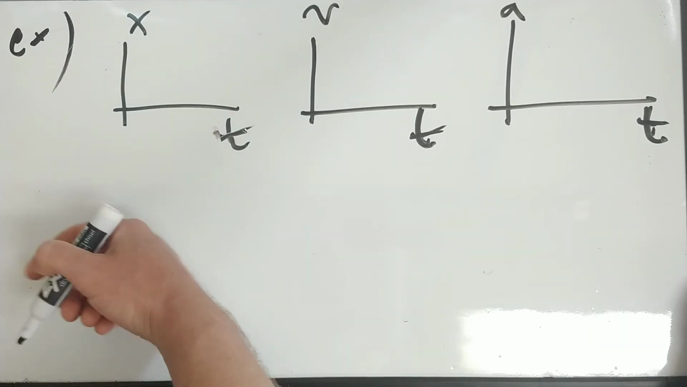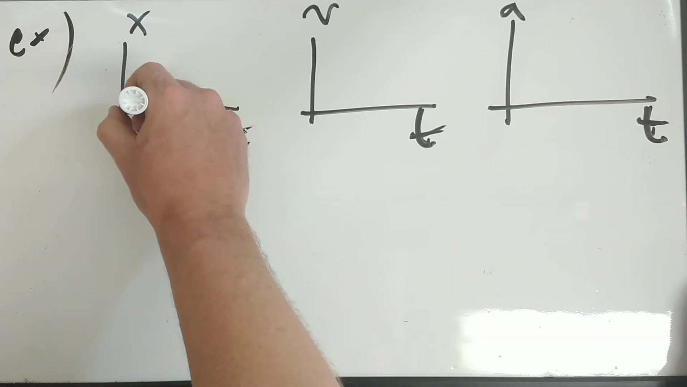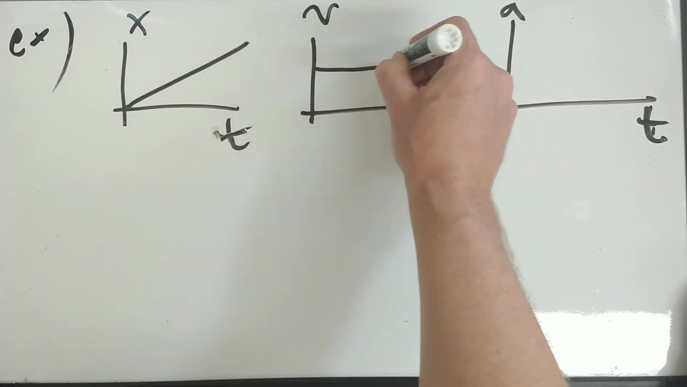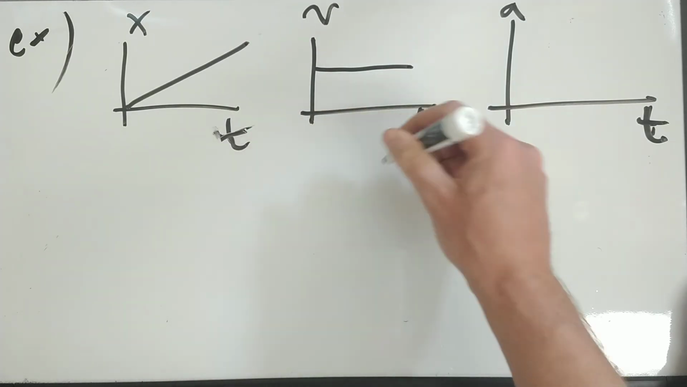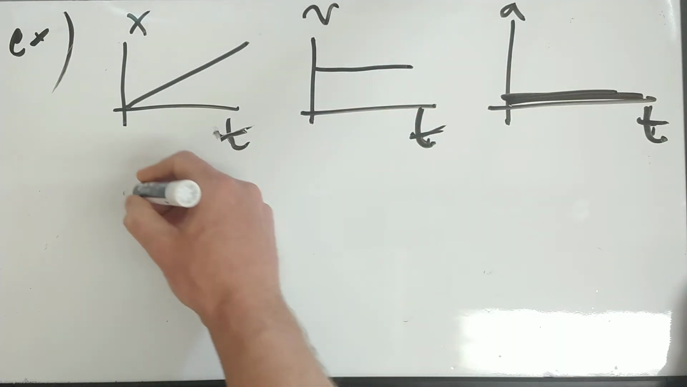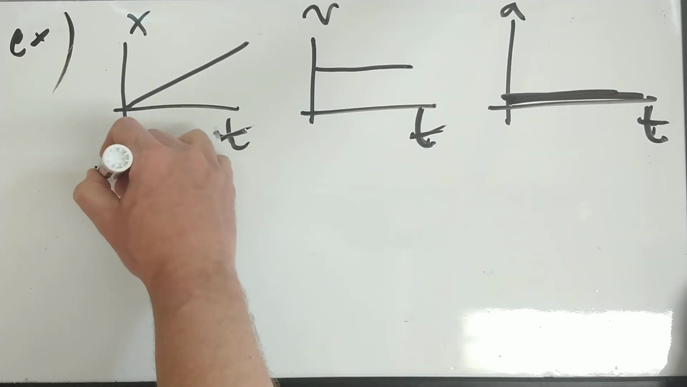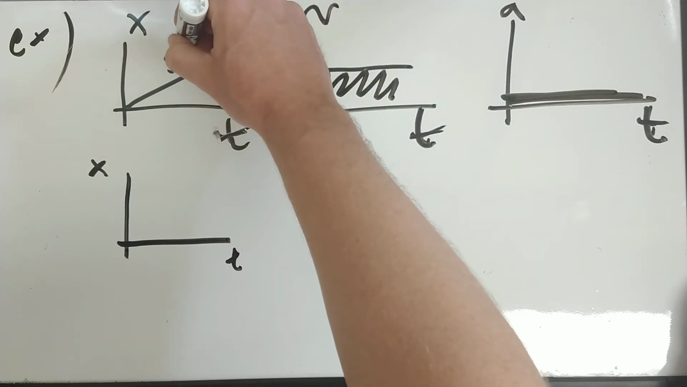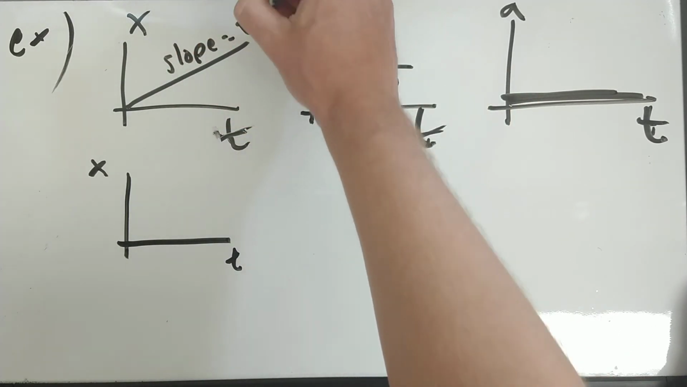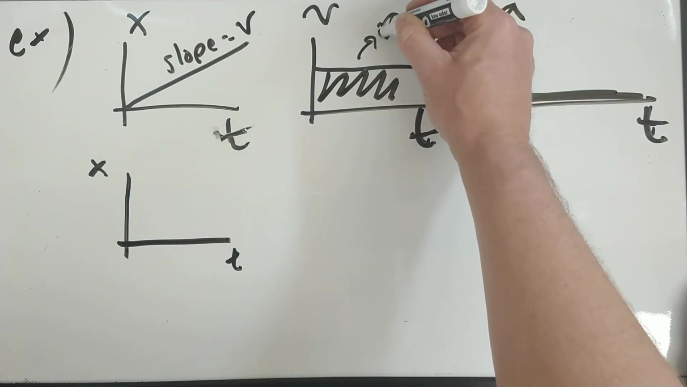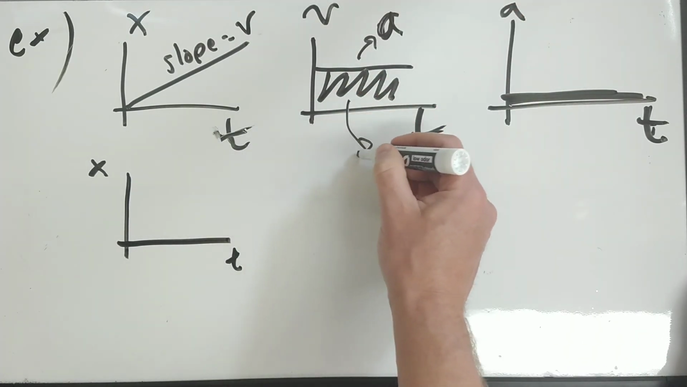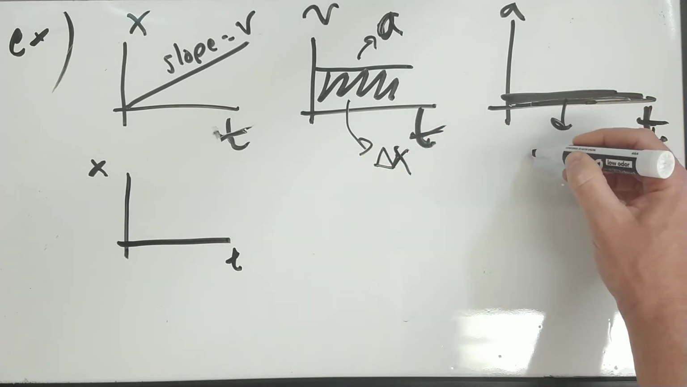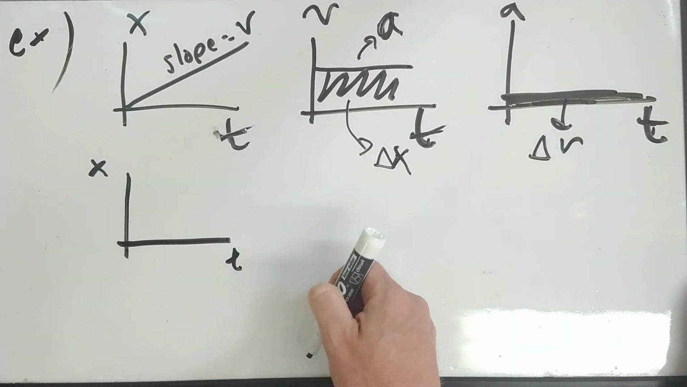Position versus time. A linear position versus time graph means it's going the same distance each second, which is a constant velocity. And if the velocity is constant, that means there's no acceleration. All right, so then let's look at something that's accelerating. Again, the slope of this is velocity. The slope of this is acceleration. The area under this is change in position. The area under this is change in velocity. That's kind of cool.